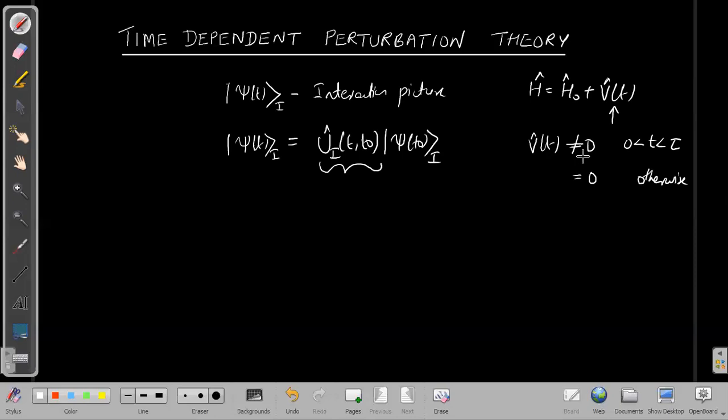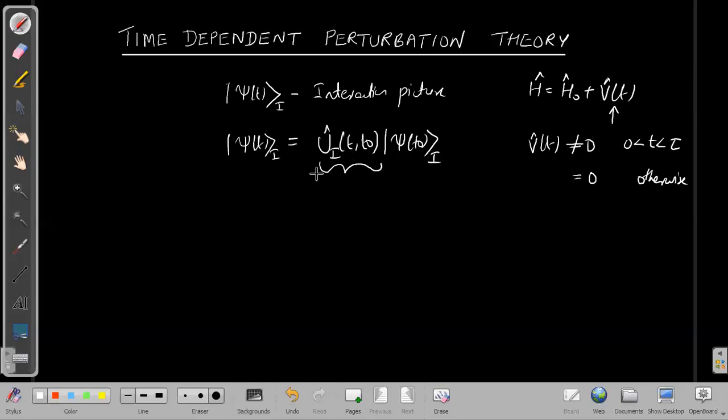Then the system may undergo a transition. It will move from one state to the other state due to this perturbation. We also assume that this perturbation does not lead to any new degrees of freedom. Therefore, there will not be any change in the total Hilbert space of the system. The Hilbert space will remain as the Hilbert space of H0, so there is no need to invoke new states here. We'll continue with our discussion.